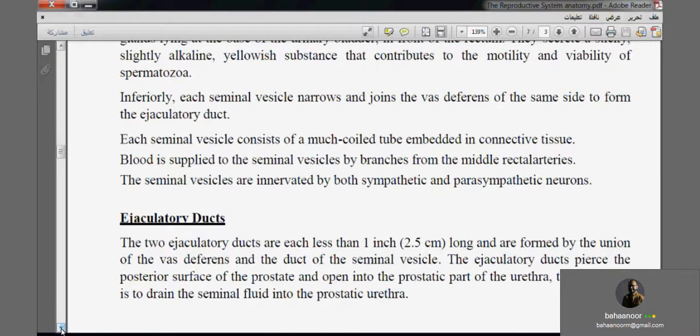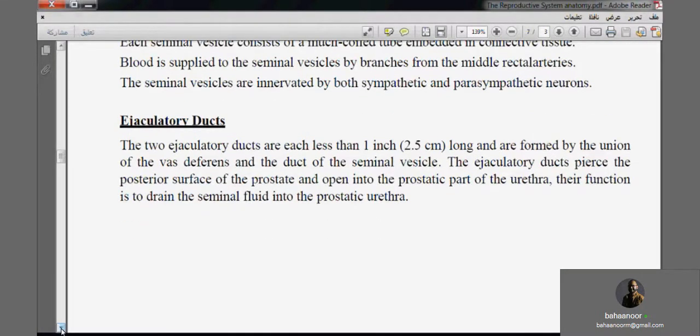Ejaculatory ducts. The two ducts are each less than 1 inch, about 2.5 centimeters long, and are formed by the union of the vas deferens and the duct of the seminal vesicles.